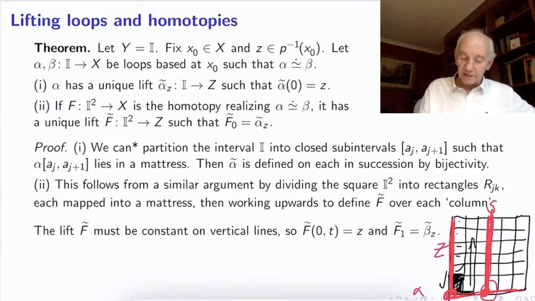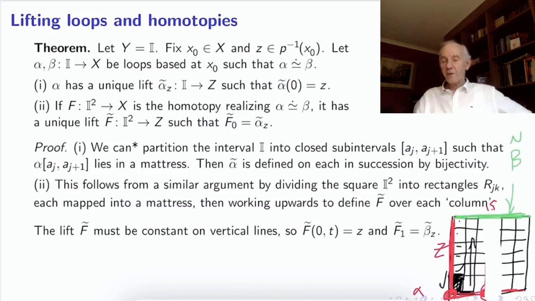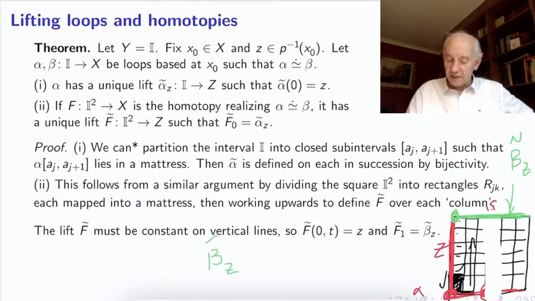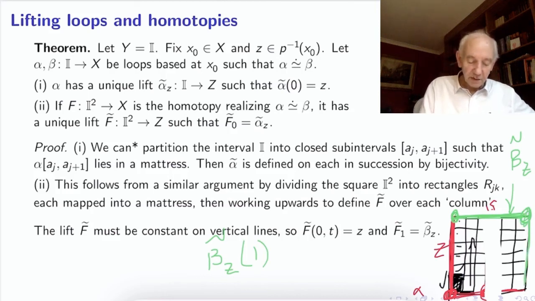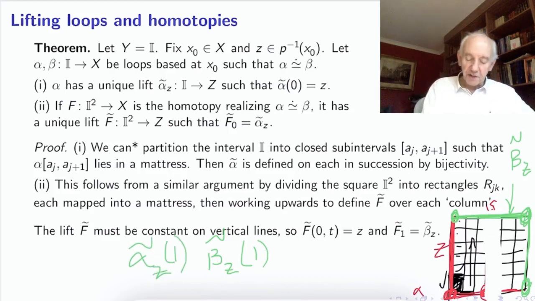So that means that when we've lifted beta, this top will therefore correspond to the map beta tilde at Z, because it is starting again from Z, because we have constancy on this vertical line. But then that means that beta Z tilde of 1, which is the image of this point, has to be the same as the image of this point here, which is alpha Z tilde of 1. So these two points of Z have to be equal.